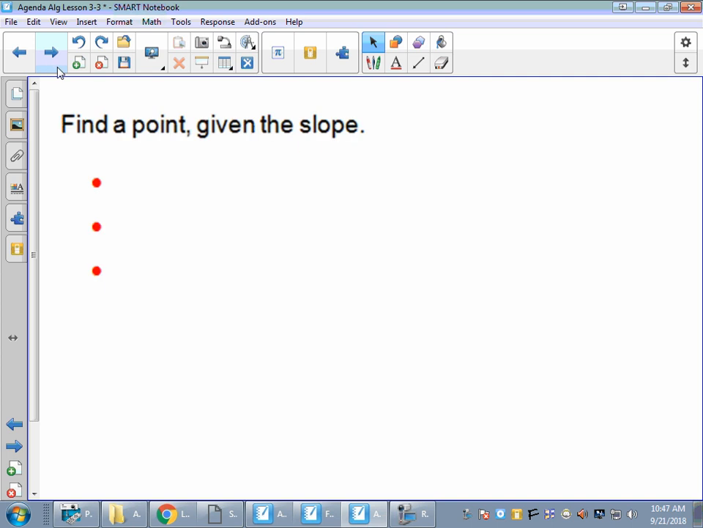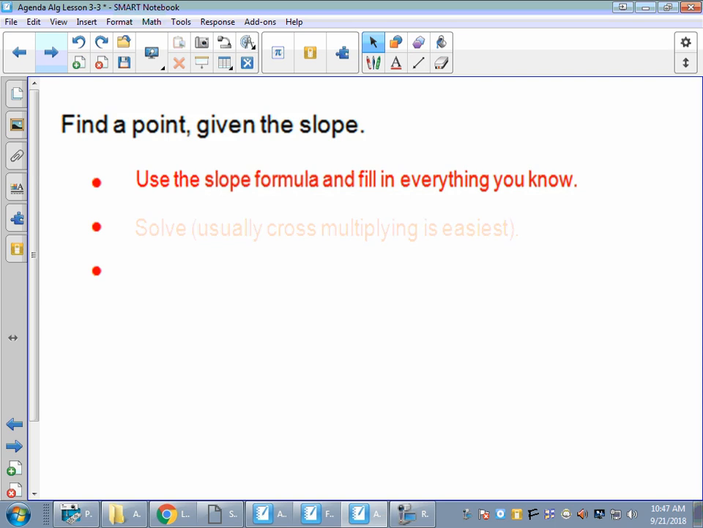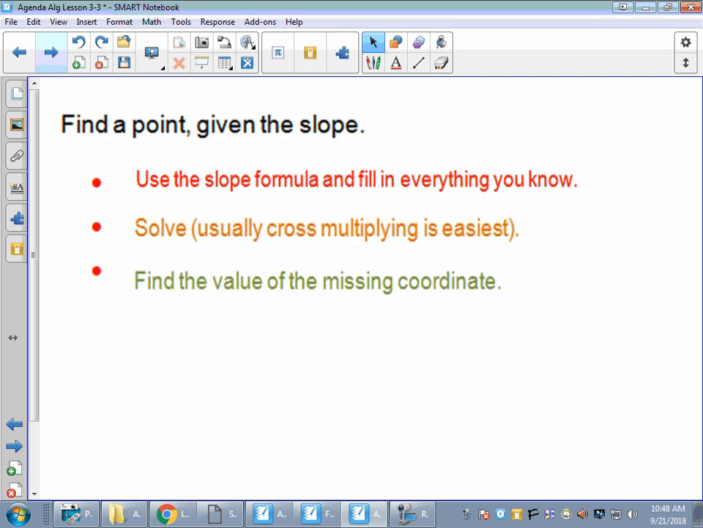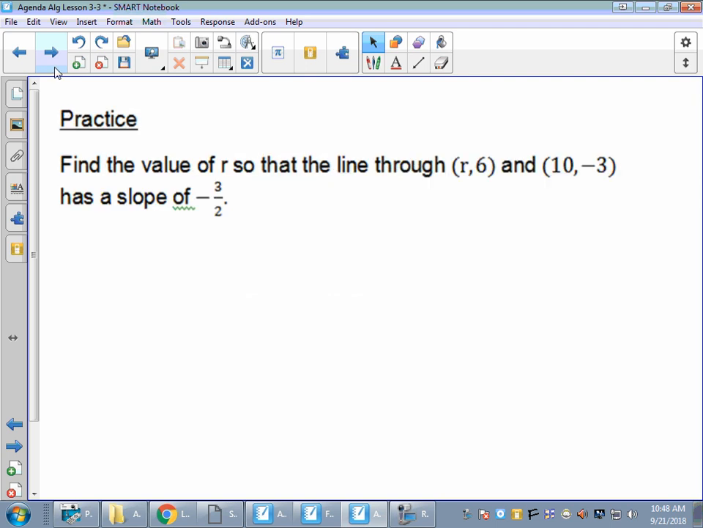Okay, so to review, one more concept is to find a point if we're given the slope. In this case, we'll use the slope formula and fill in everything you know. You'll have 3 of the 4 things. Then we'll solve, and usually cross-multiplying is the easiest. Remember, you're going to have 3 of the 4 values, and then you cross-multiply to find the value of the missing coordinate. Okay? So our practice problem here.